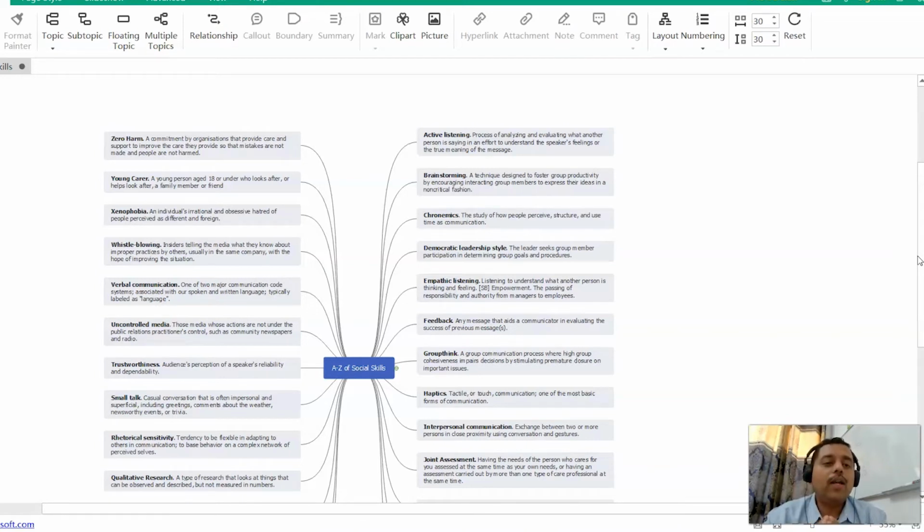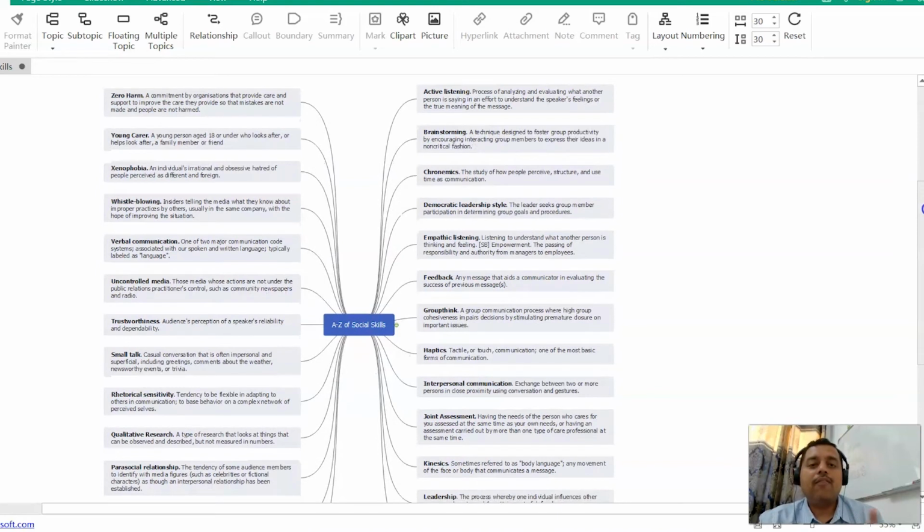Y for young carer. There are people who started at a very early age, let's say at the age of 18 or below, to support their parents, to support their living. So, they are called young carers. And Z for zero harm. Zero harm is actually a commitment by the organization to take care of itself and its employees, and also zero harm. So, we understood, we learned.